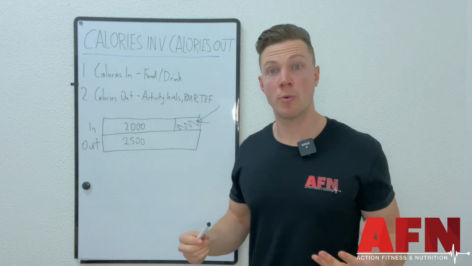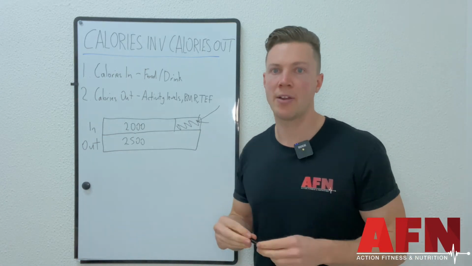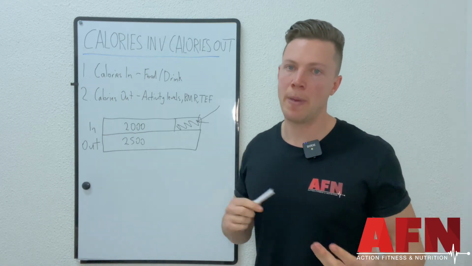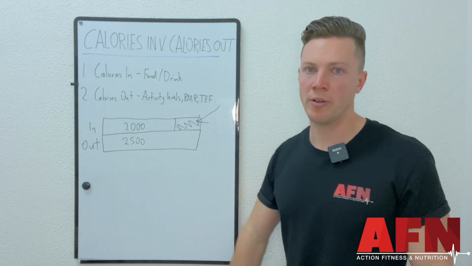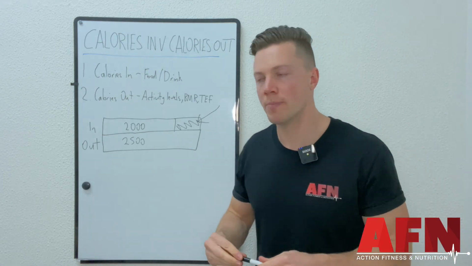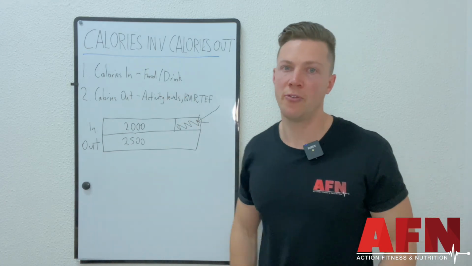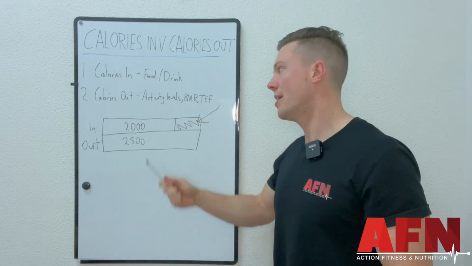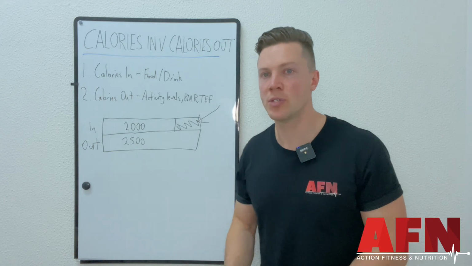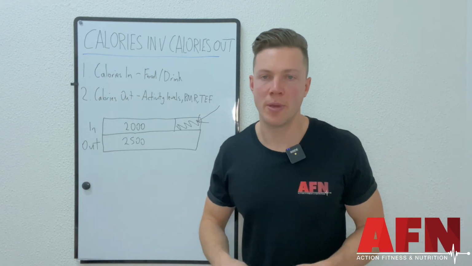So we obviously want to look at it from a weekly point of view so we can add a few things in, but the easiest way for people to start is just do it from a daily point of view and do it properly the first time. So again, calories in is going to be the food and the drink you're consuming. Calories out is going to be your activity levels, your metabolic rate, and the thermic effect of feeding.